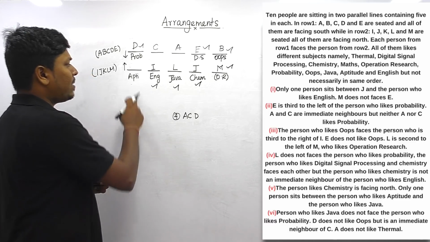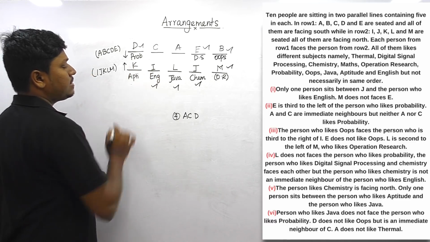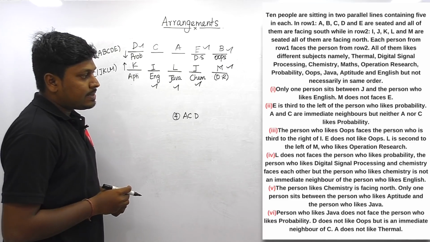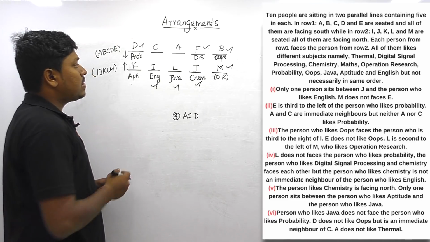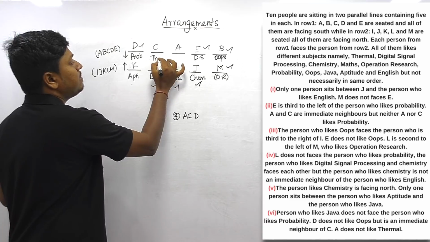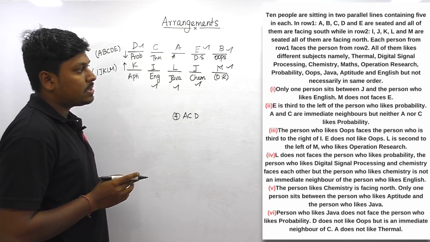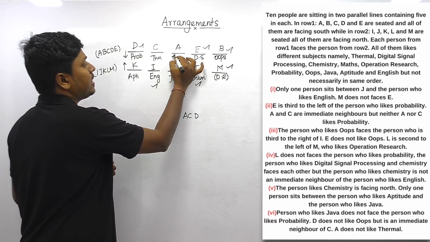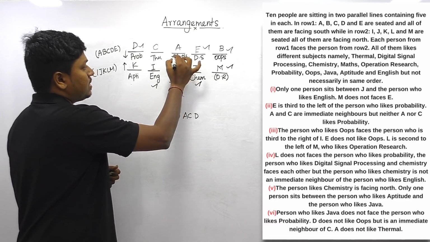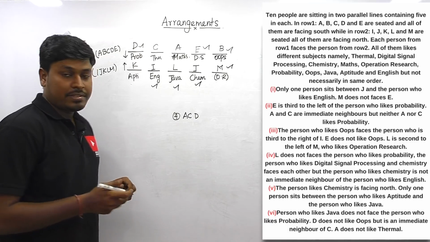Still only one letter remaining, that should be K. So K is aptitude. The last line: C, A does not like thermal. So if A does not like thermal, then C will be thermal and A will be the remaining subject. What is the remaining subject? Processing, Max. Max is remaining. So we can say that A will be Max. So finally we have solved one of the toughest questions.